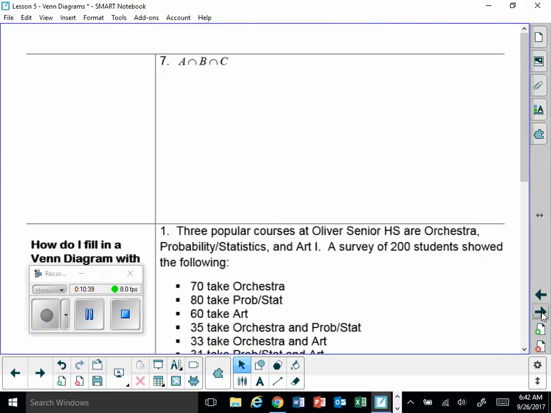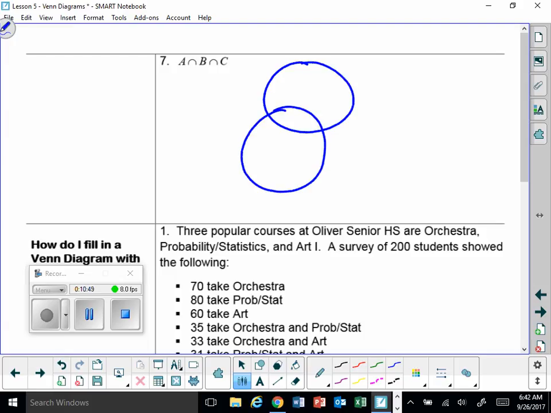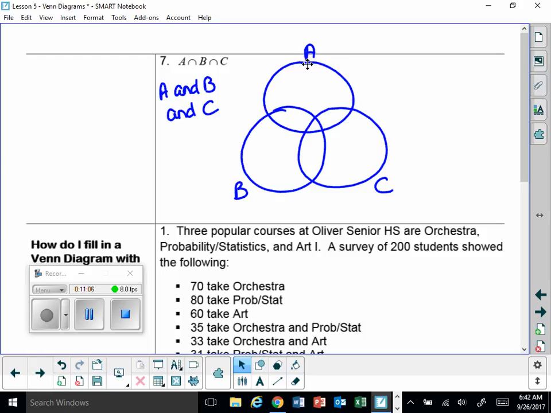There we go, number 7. That's the one I was thinking about. And with number 7, I now have 3. So let's see. A, B, and C. So this is A and B and C. Okay, so and means I'm looking for where they overlap. So I want where A overlaps B. That would be this part.